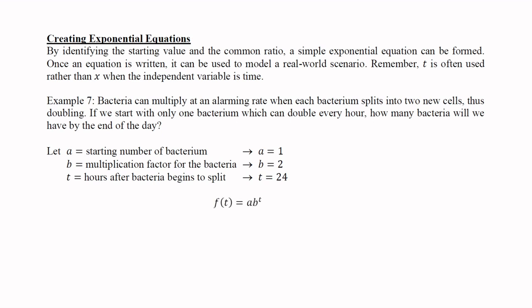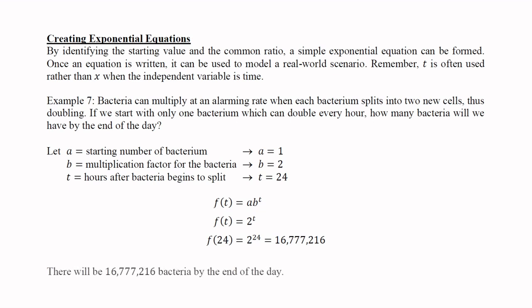Okay, so let's use our form, plug in A and B. A, of course, is 1, B is 2. So now we have 2 to the t, which can be used for any time frame. We're concerned with 24 hours, so we're going to put it to the 24th power, and that leaves us with 16,777,216. So that's how many we will have by the end of the day.